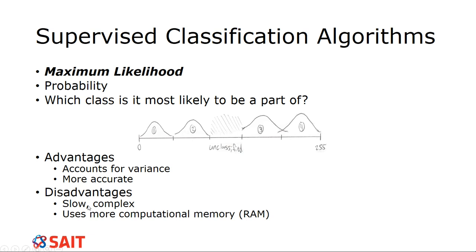Then some disadvantages is that it's slow and complex because you have to do the probability calculation for every single pixel. And then it also uses more computational memory as well, so you have to have a little bit more powerful computer. And I guess another disadvantage is that it doesn't necessarily always work. But then once you've run this algorithm, it's done and it's all ready to go. So that's supervised classification.